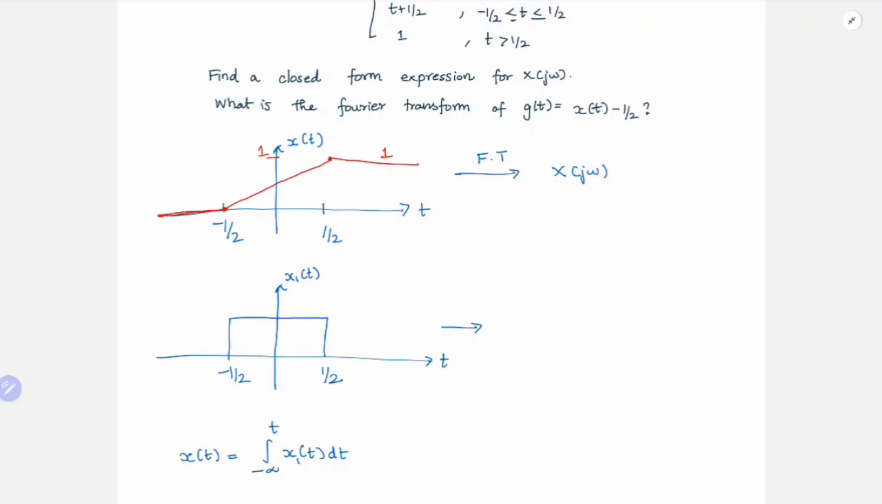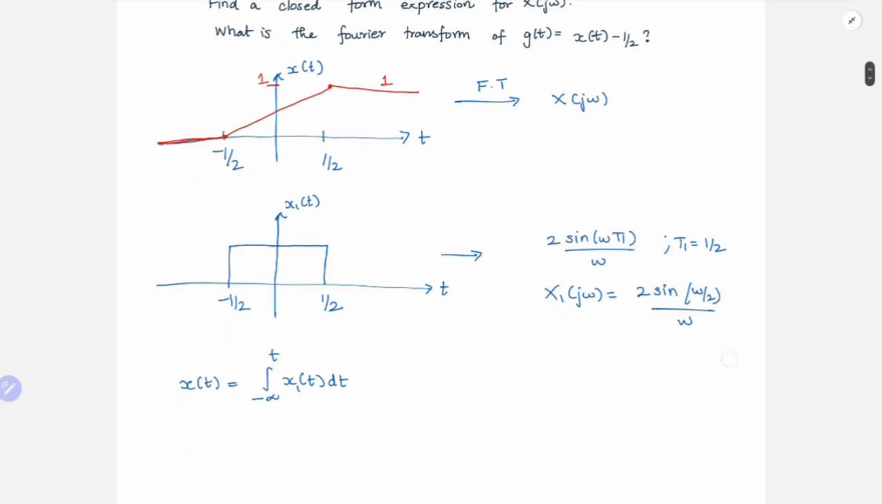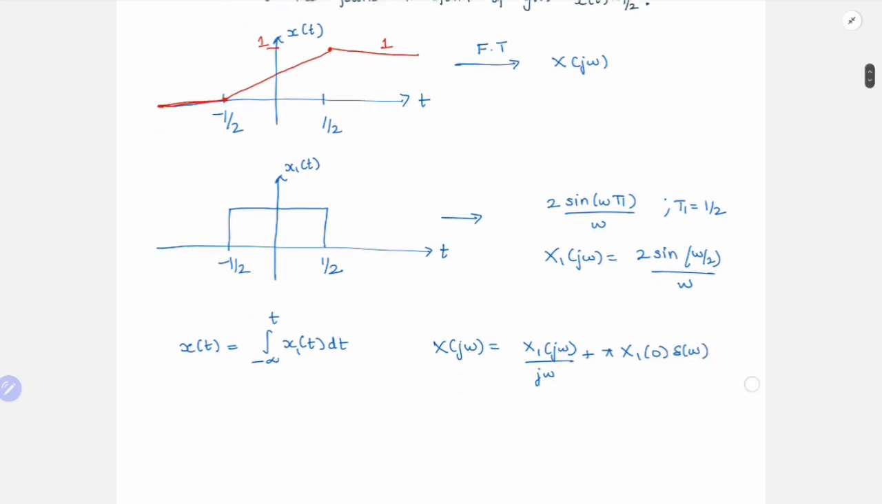So now we already know the Fourier transform of x1 of t. So if it is t1, we know that it is going to be 2 sine omega t1 by omega. Here t1 is nothing but half, right? So t1 equal to half. So x1 of j omega is nothing but 2 sine omega by 2 by omega. Okay. So now x of j omega in terms of x1 of j omega is nothing but it is x1 of j omega by j omega plus pi x1 of 0 delta of omega, right?